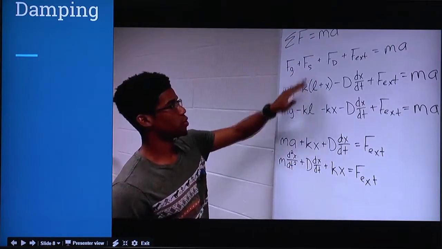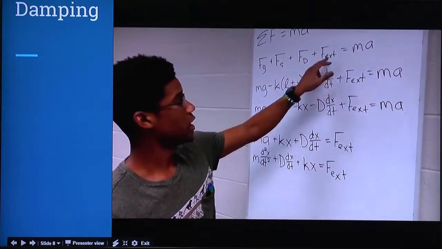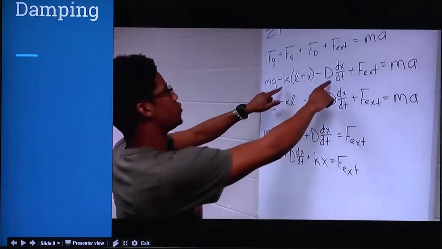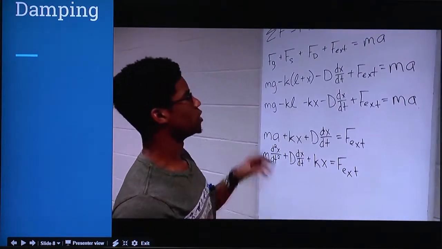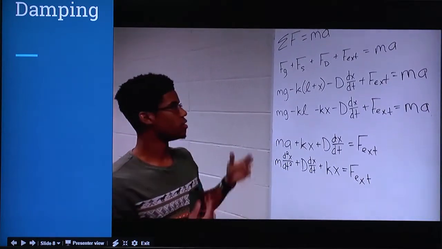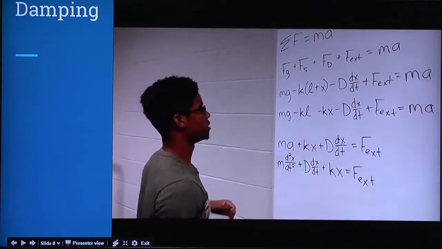Noah gave us the force of the spring. I'm giving you the force of damping and the force of all the other forces outside the car. These two forces, the force of the spring and the force of damping, are negated. Why? Well, they're negated because they're restoration forces. So whatever way that the car is moving, they're countering it, right? So now let's put these together.